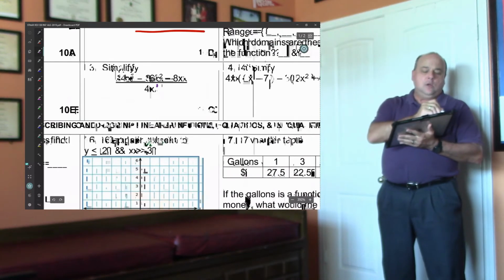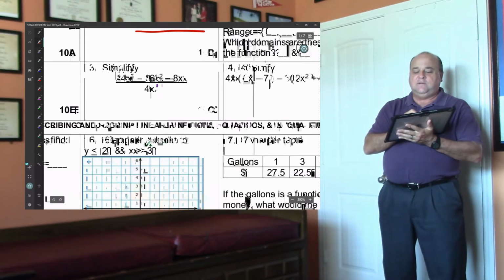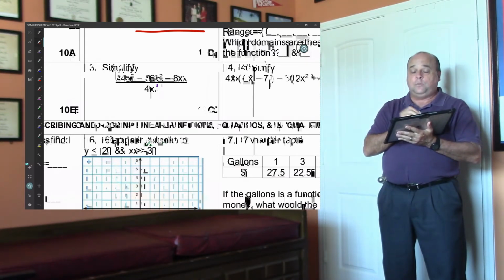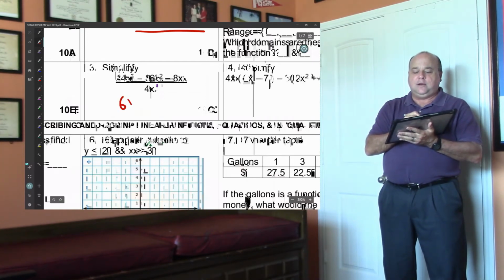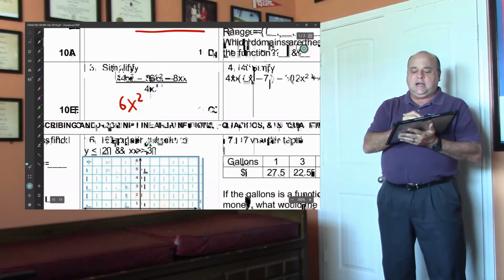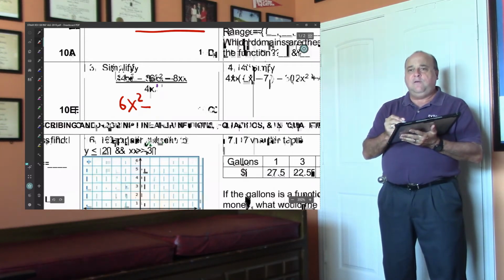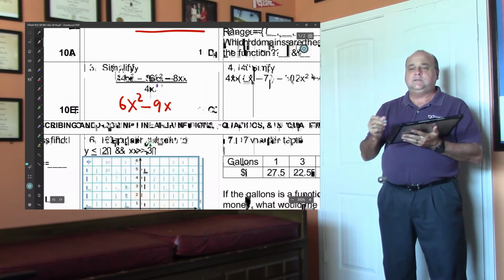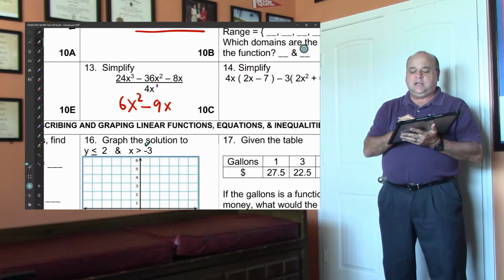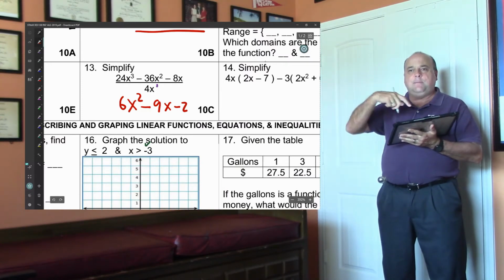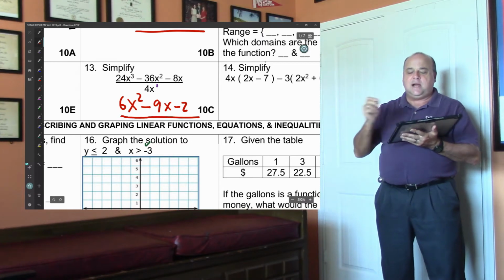Number 13, we're going to divide and just get sign, number, letter, exponent. A positive divided by a positive is a positive. I don't put a plus at the beginning. 24 divided by 4 is 6. My letter is X. 3 minus 1 is 2. A negative divided by a positive is a negative. 36 divided by 4 is 9. And my letter is X. A negative divided by a positive is a negative. 8 divided by 4 is 2. And X divided by X, it cancels out. This is my answer.